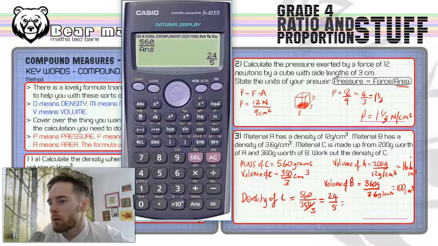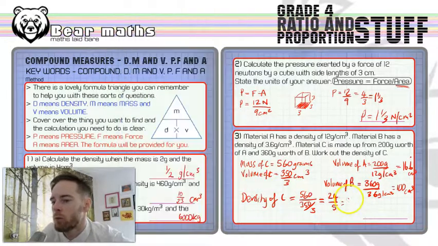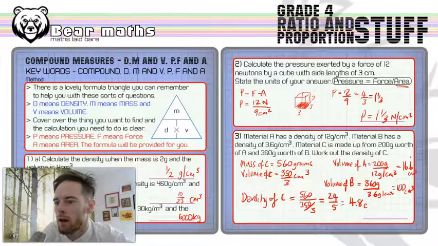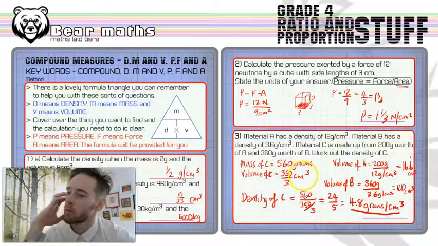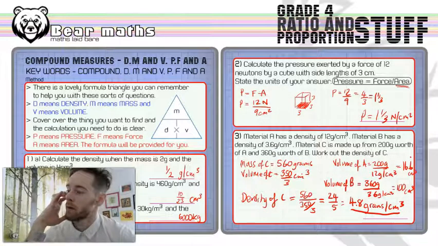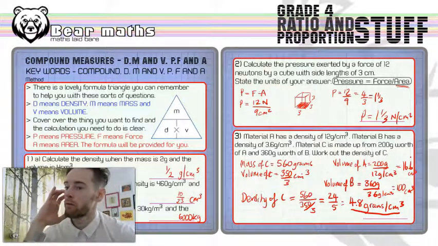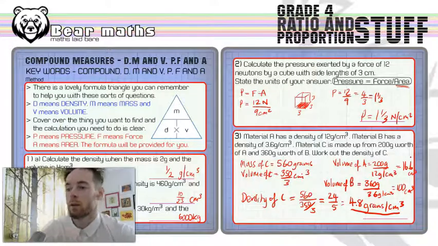Okay, and let's just work out what that is as a decimal, because it makes a bit more sense. 4.8. And that is in grams per centimeter cubed. That is the final answer. All right, so we had to do a little bit more in that question, didn't we? But we had to work out something and use that something in our final calculation, because the end goal is to work out the density of C.